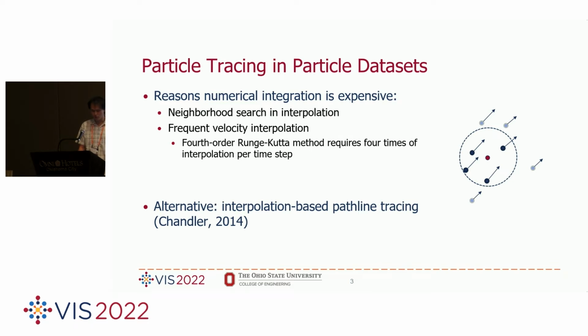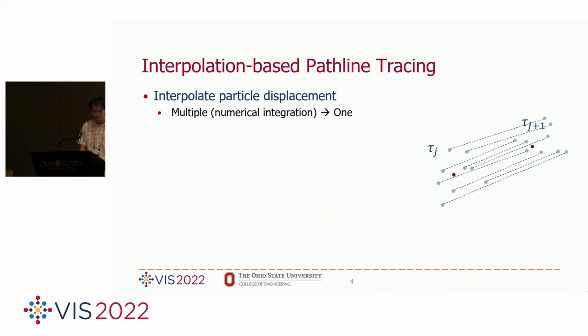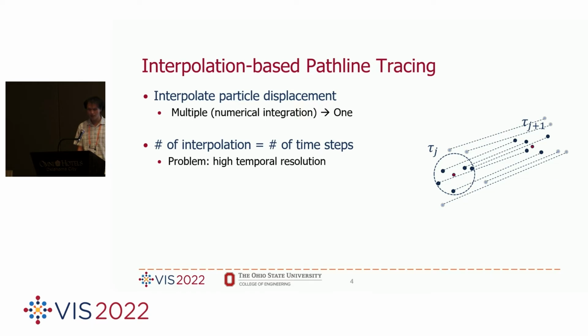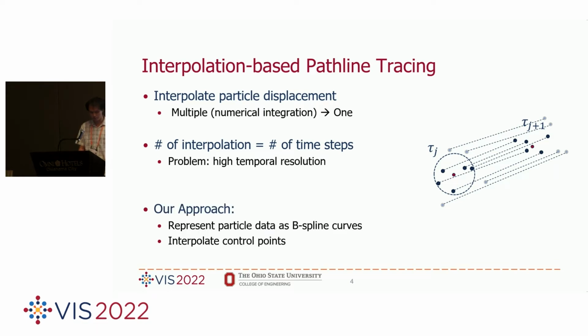In an effort to improve path line tracing efficiency, there's an alternative interpolation-based path line tracing method proposed by Chandler in 2014. Instead of performing multiple velocity interpolations in numerical integration, their method only interpolates once per time step on particle displacements. As a result, the number of interpolations amounts to the number of time steps. However, this method can still be very expensive when applied to particle datasets with high temporal resolution.